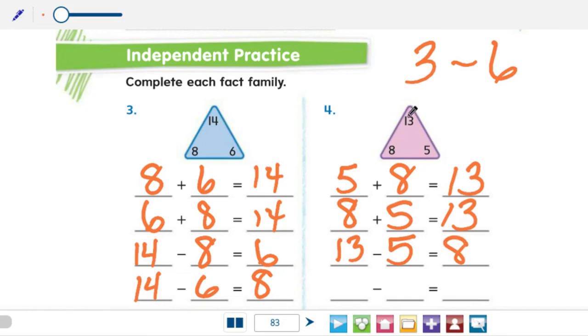Then I need to start with my greatest number again for a different fact. I don't want to slide down to the right because that's going to give me the same problem. So I'm going to slide over to the left. So 13 minus 8, and 5 is the only number that I haven't used yet. Okay. Again, just like the other one, the same 3 numbers, but each equation is going to be different.